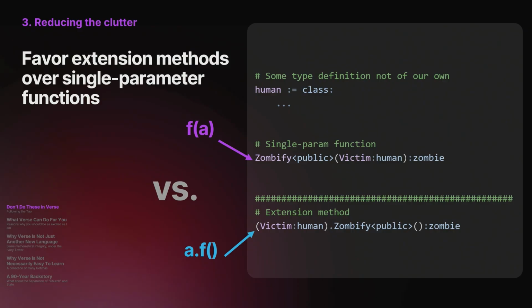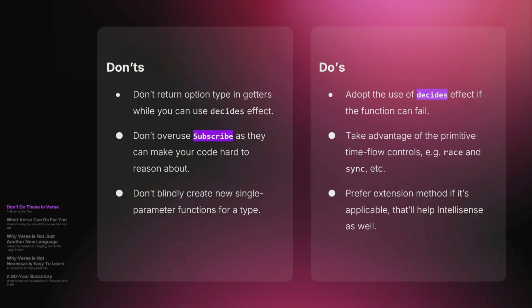So instead of making a function called Zombify, taking a single argument of type Human, which is F of A here, you add a method Zombify to the type Human here, so A.F. And when you do that, the method will also show up in IntelliSense suggestions, so that's handy. Extension methods offer a liberating way for developers to enhance existing types without direct modifications. That was a simple do and don't.